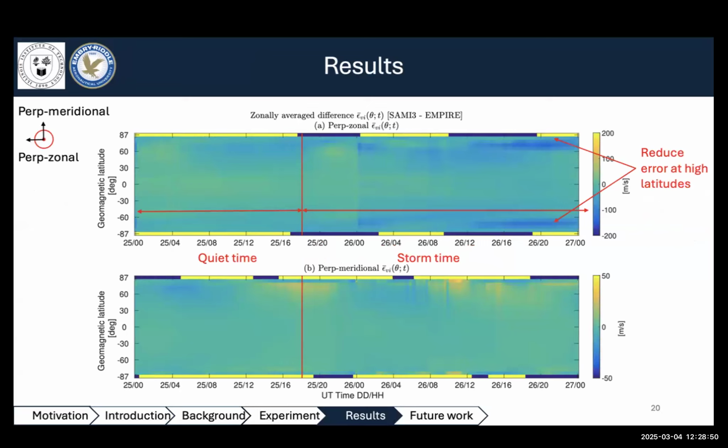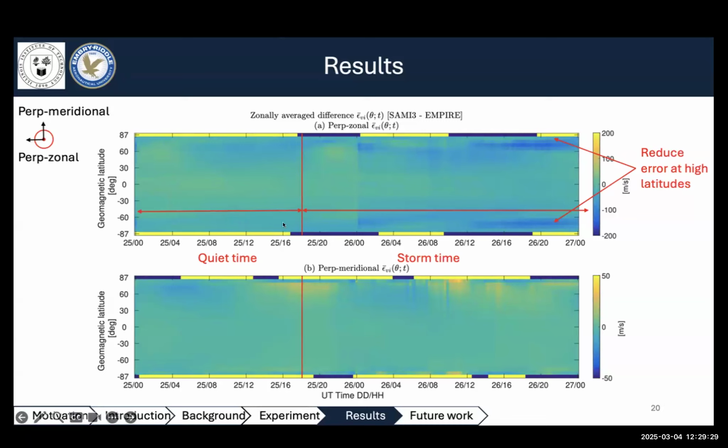whether coupling with the Kalman smoother, we use a synthetic study from August 25th to August 27th of 2018. To compare with the previous study, we found that when we couple with the Kalman smoother, we reduce the error at high latitudes. If we recall several slides ago, we had more excessive errors at high latitudes. But after the Kalman smoother, we have much smaller errors at high latitudes.